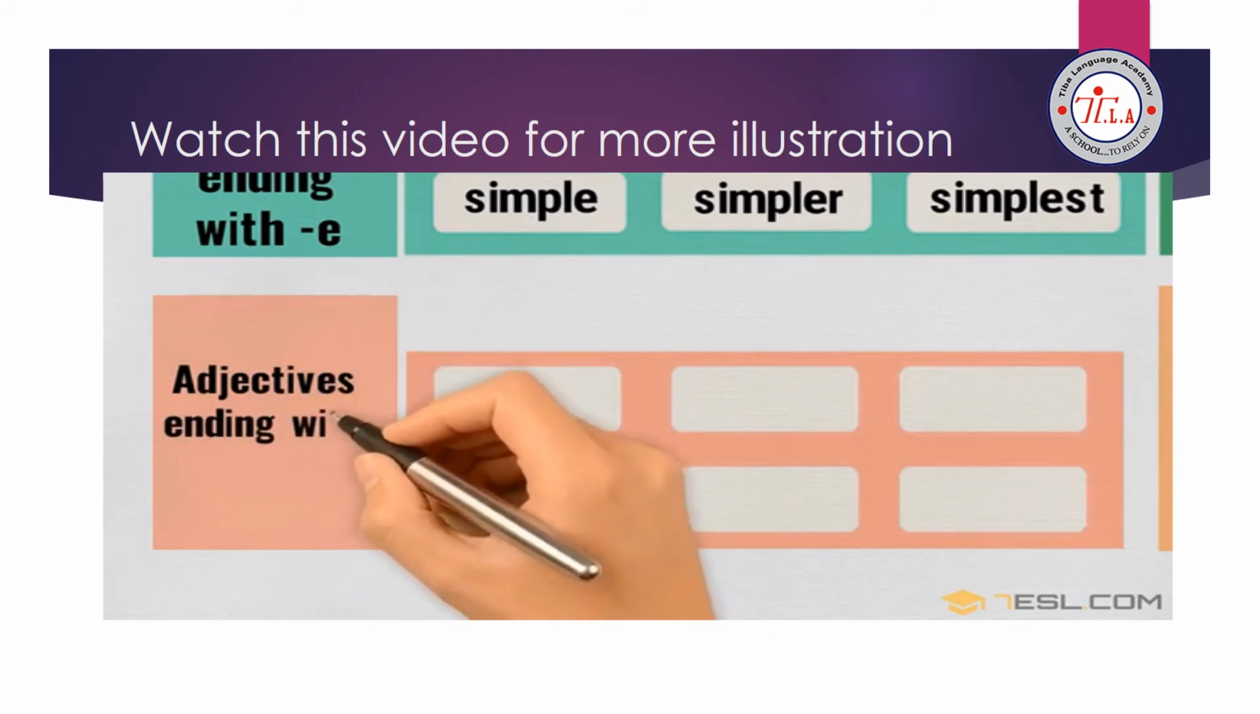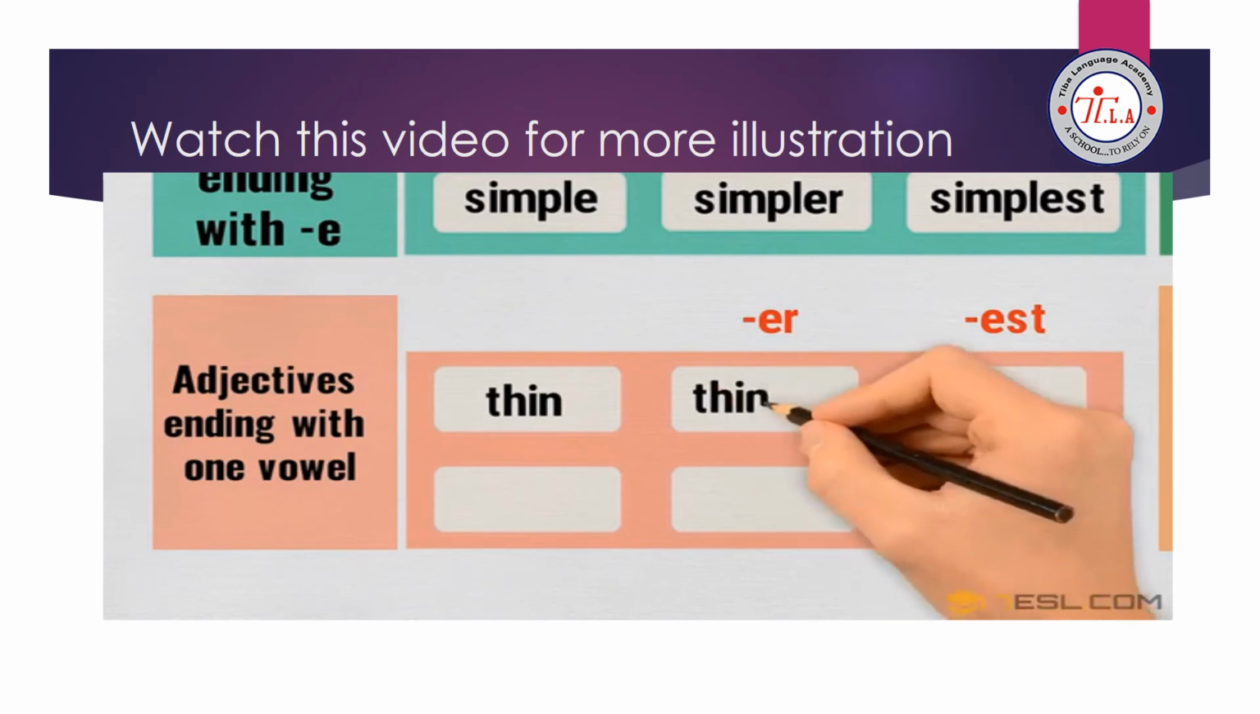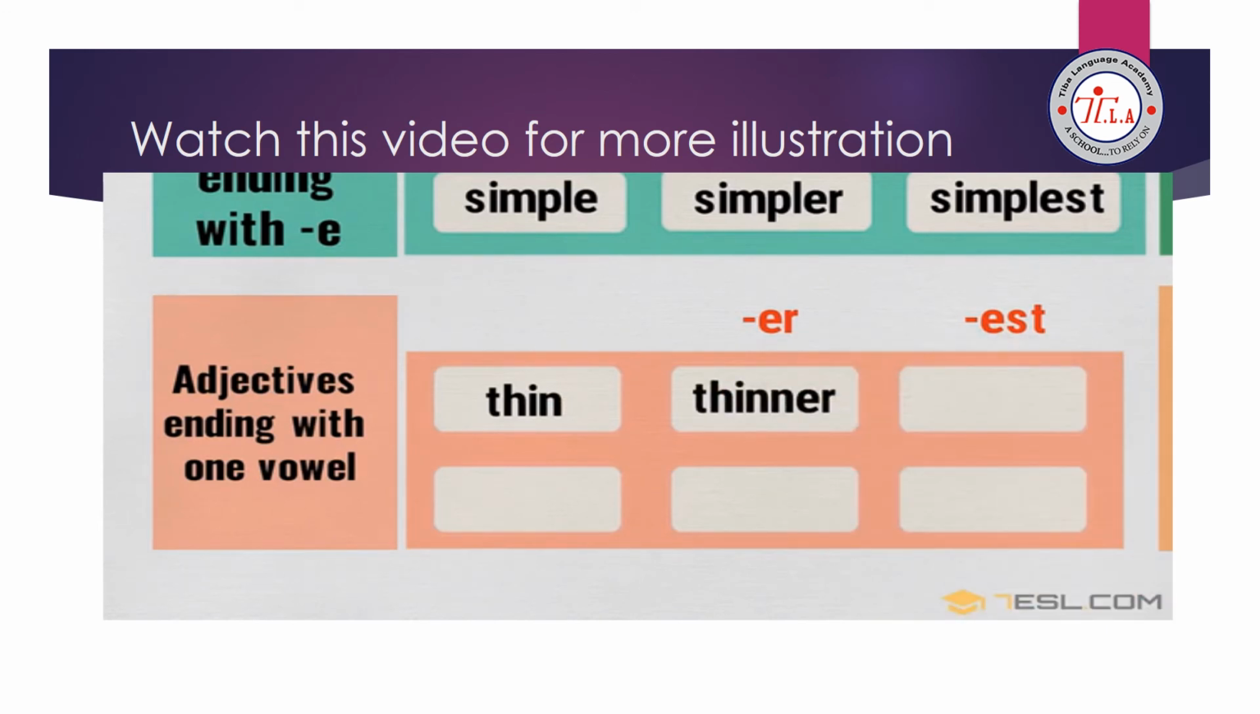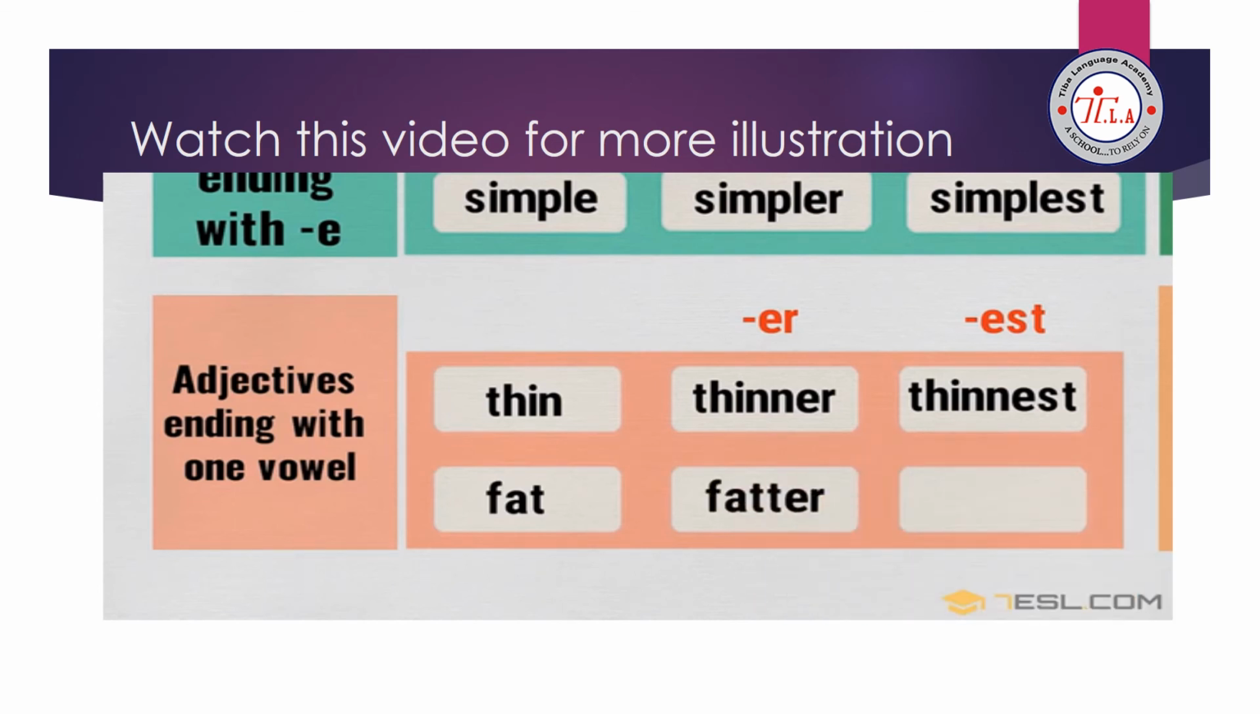Adjectives ending with one vowel and one consonant. Thin, thinner, thinnest. Fat, fatter, fattest.